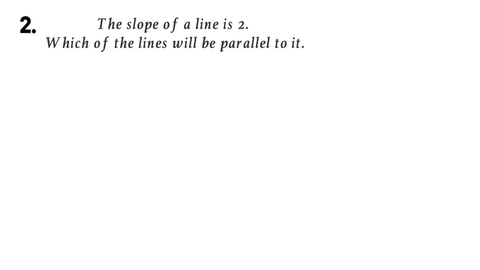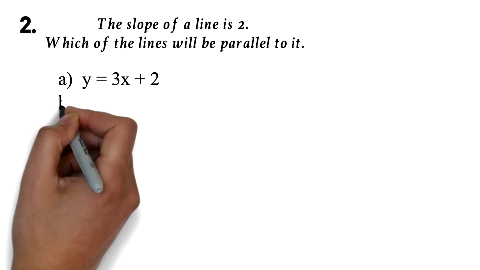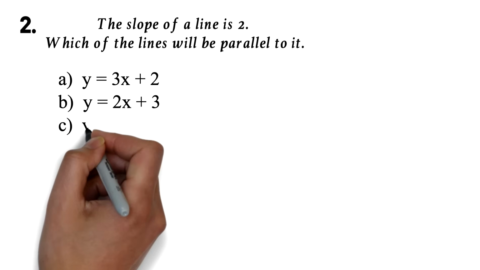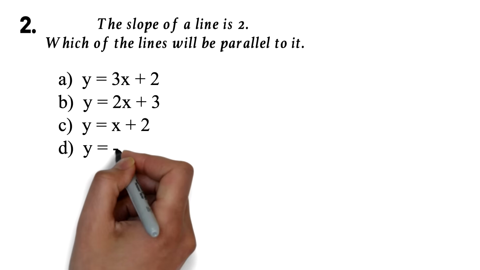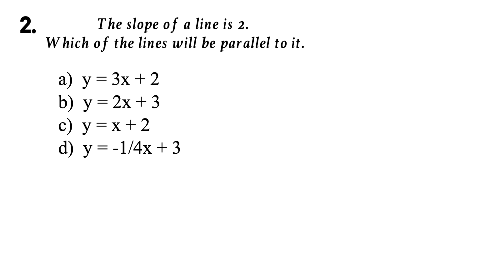Question 2. The slope of a line is 2. Which of the lines will be parallel to it? A. y equals 3x plus 2. B. y equals 2x plus 3. C. y equals x plus 2. D. y equals negative 1 over 4x plus 3.